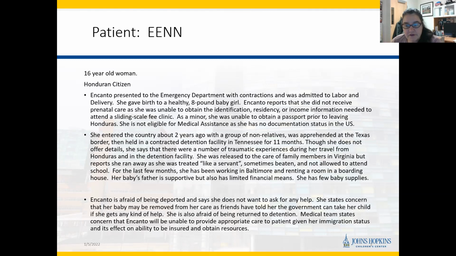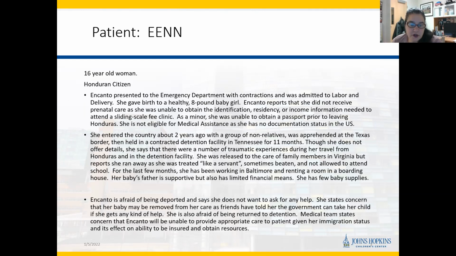She was released to the care of family members in Virginia, but reports she ran away as she was treated like a servant, sometimes beaten, and not allowed to attend school. For the last few months, she has been working in Baltimore and renting a room in a boarding house. Her baby's father is supportive, but also has limited financial means, and she has few baby supplies. Encanto is afraid of being deported and says she does not want to ask for any help.